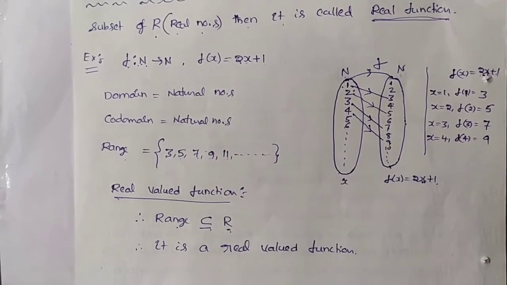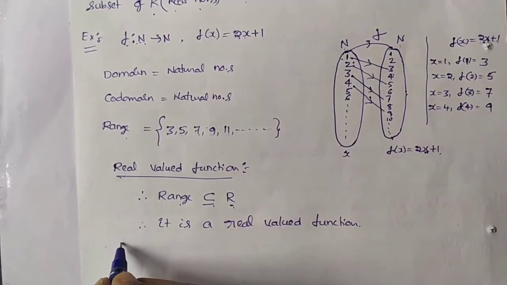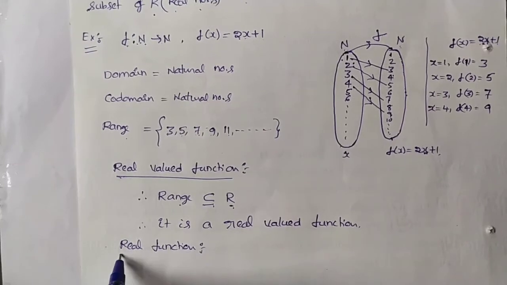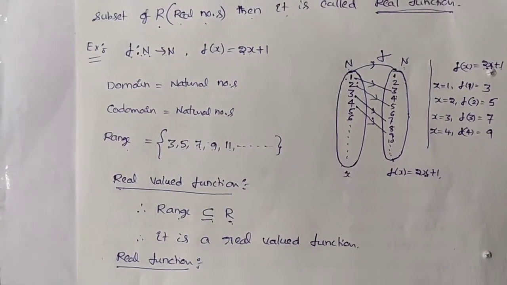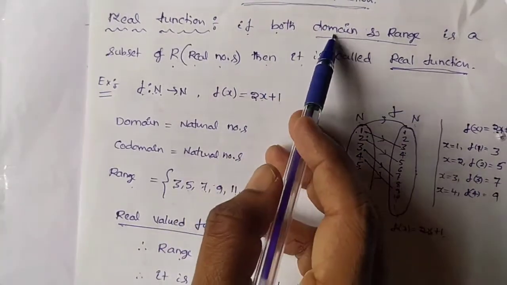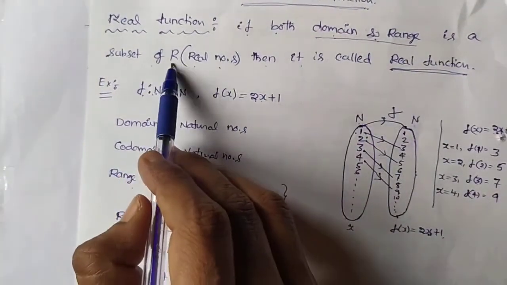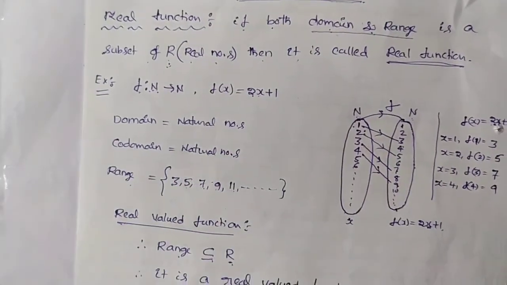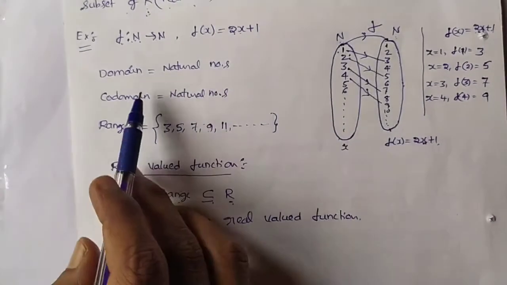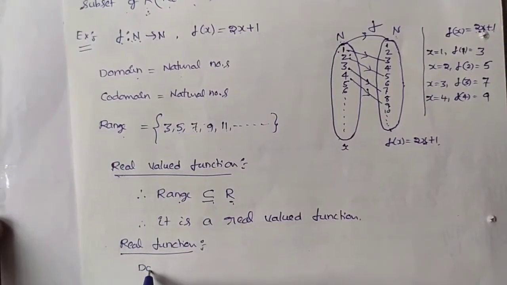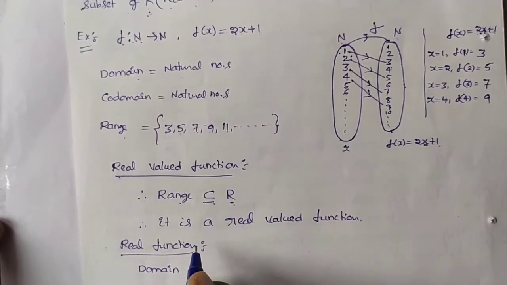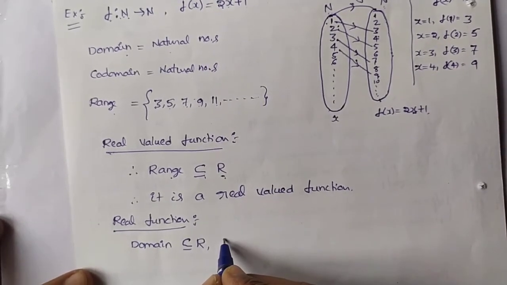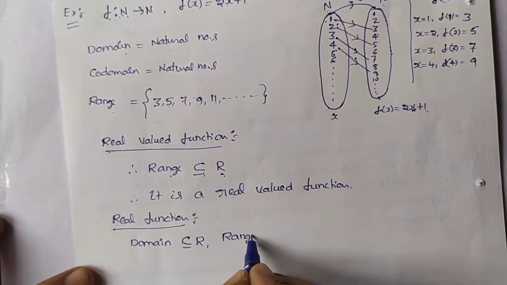Okay. Similarly, what about real function? Is this a real function? What is the definition of a real function? Here we have the definition: if both domain and range are a subset of R, then we can say that it is a real function. Here we have the domain, natural numbers. The domain is a subset of R, that is, real numbers. And the range is also a subset of R.